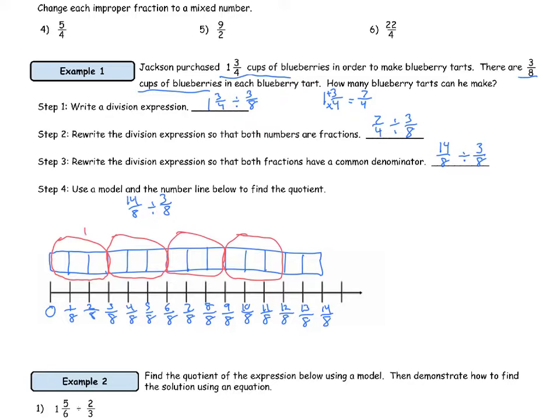We can see that we have 1, 2, 3, 4 whole groups of 3/8, and a remainder of 2 out of our groups of 3. So that's why 14/8 divided by 3/8, or in other words, 1 3/4 divided by 3/8, is 4 2/3.